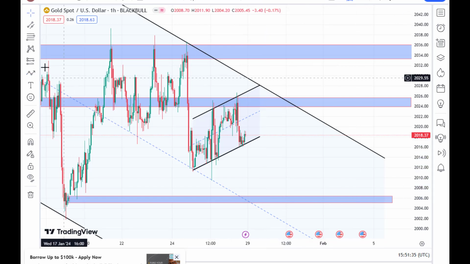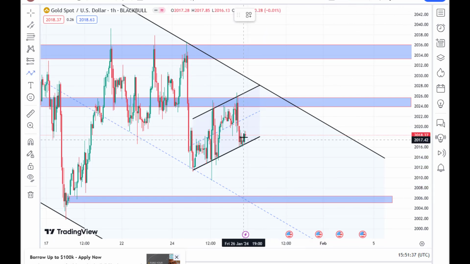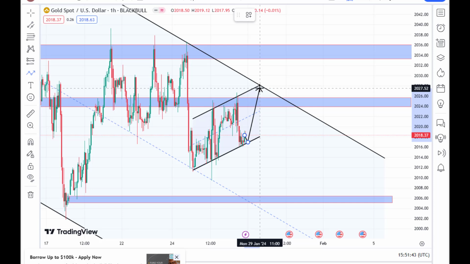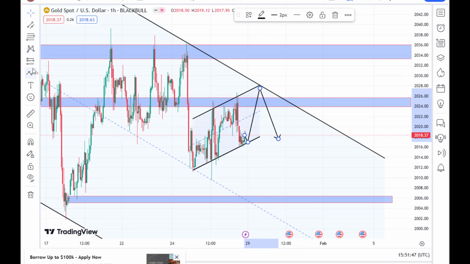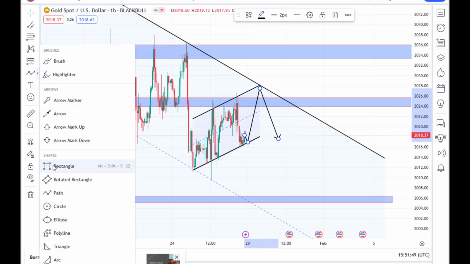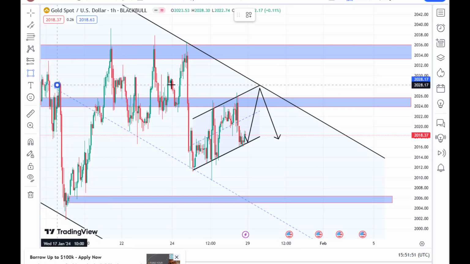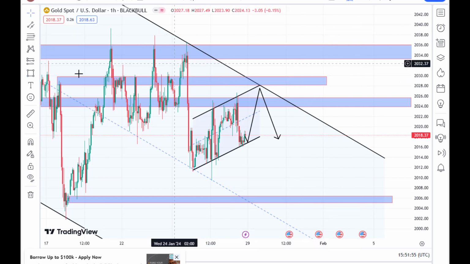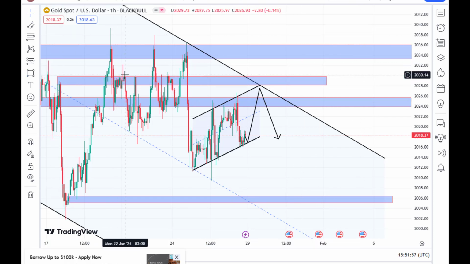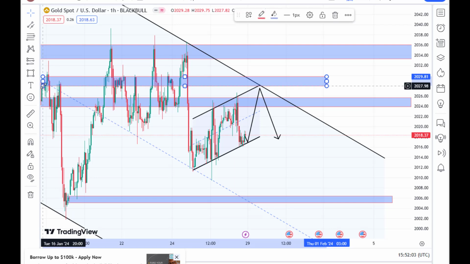Or a better entry here, because as price is consolidating, if price pulls back to this high here, price can move down, right? If you look at it very well here, you're still going to see that we have a key zone here. Look at it, right? That's a key zone. You can see this is a rejection here, this is a rejection here, this is a rejection here, this is a rejection here. So basically we have this to be a key zone, right?